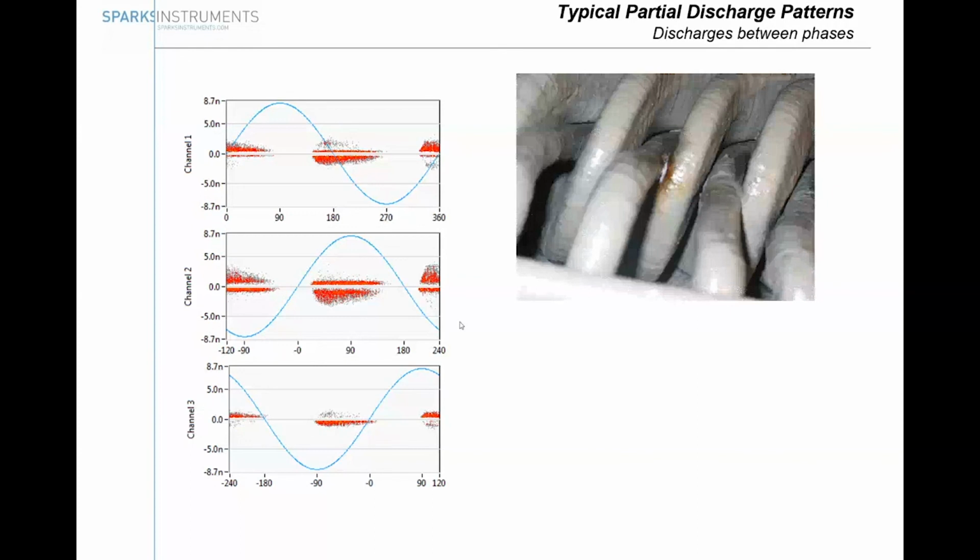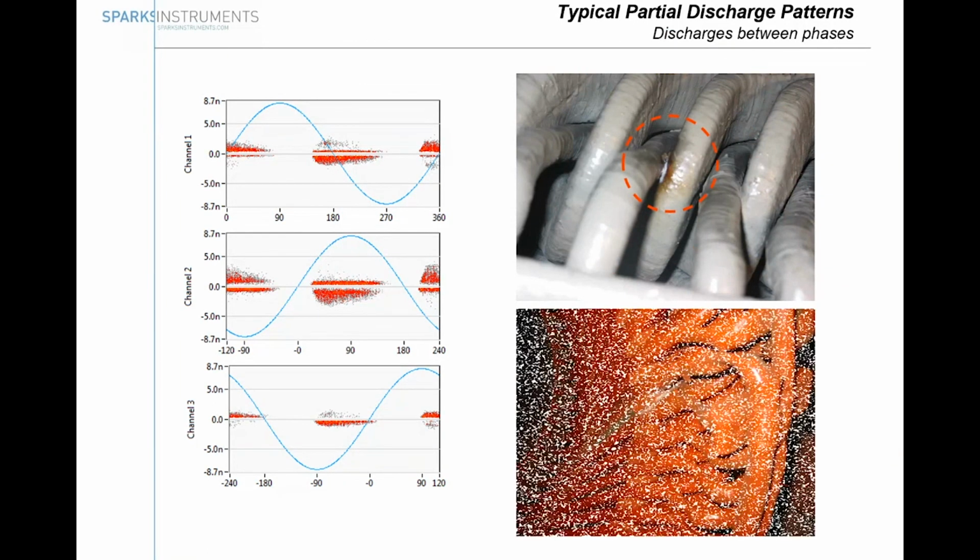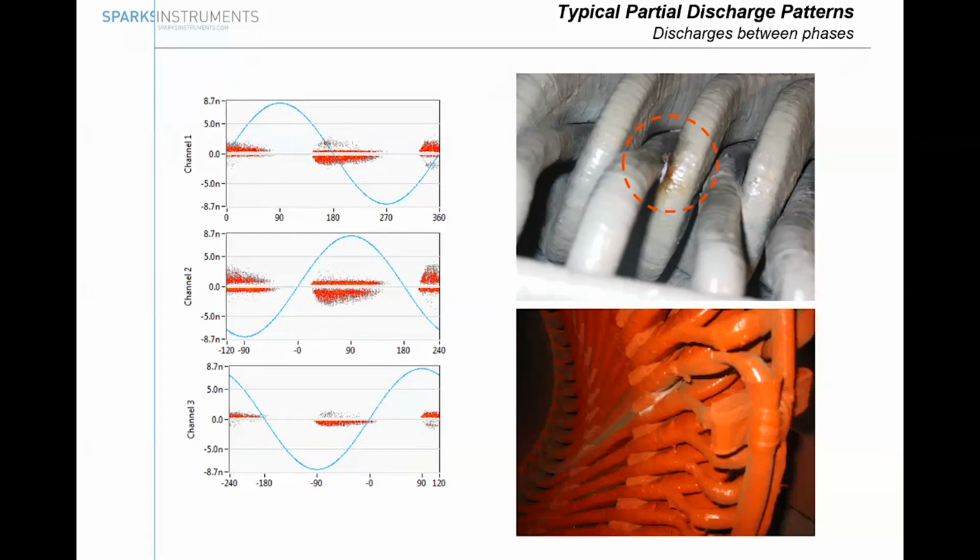Then, as I said, we measure three phases, so we always have to compare the three phases. We can see, do we have discharges at the same time? Then you look at the voltage reference shape to see whether it is phase to ground or phase to phase discharges. So typically phase to phase discharges look like this.